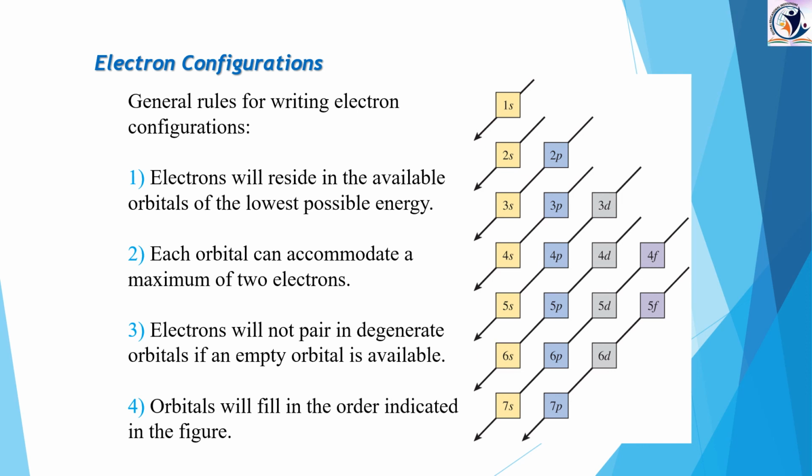What I'm going to tell you is, here 1s. Now 2s, 2p in a straight line, 3s, 3p, 3d in a straight line. Now 4s, 4p, 4d, 4f in a straight line. Like this. If you keep them in a proper order, then it is very easy to draw these again.